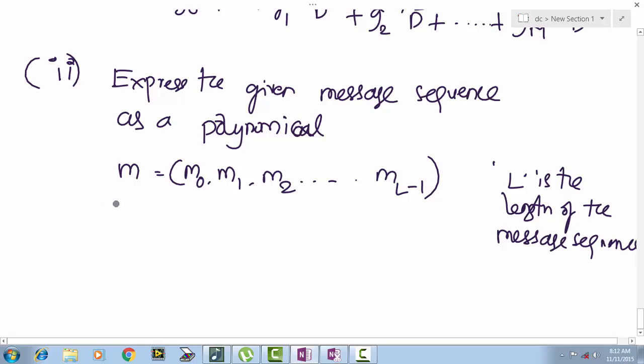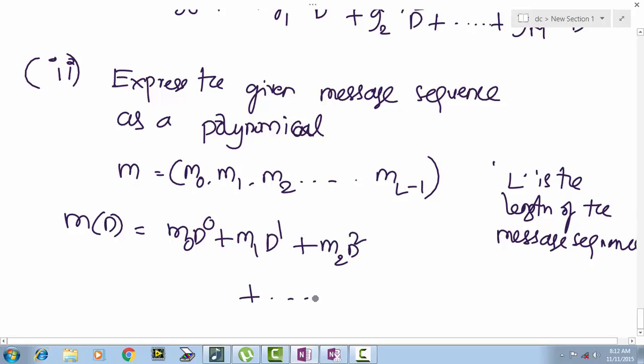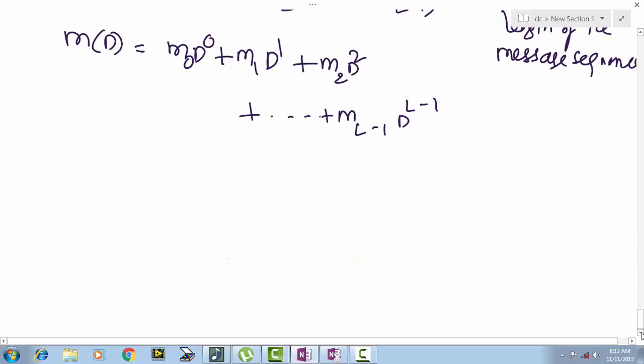Okay, now express this as a polynomial, again as a function of d. So m0 d power 0, m1 d power 1, m2 d power 2 and so on, m(l-1) d power l minus 1. So express the message sequence as a polynomial. Now after expressing the message sequence and the generator sequence as polynomials, next the third step.